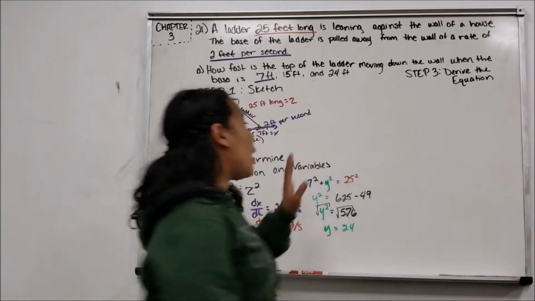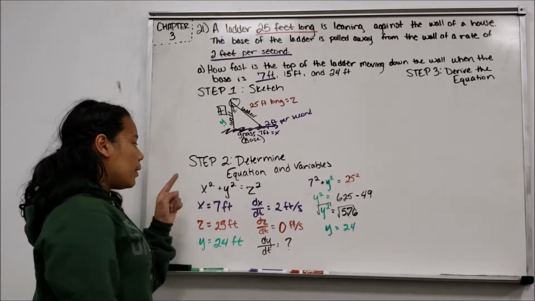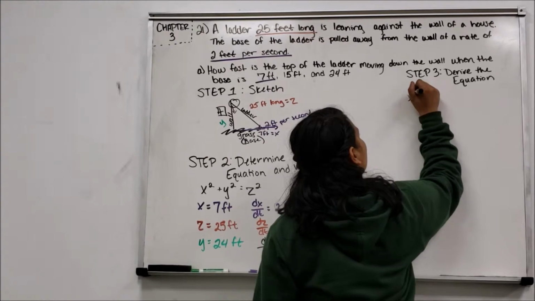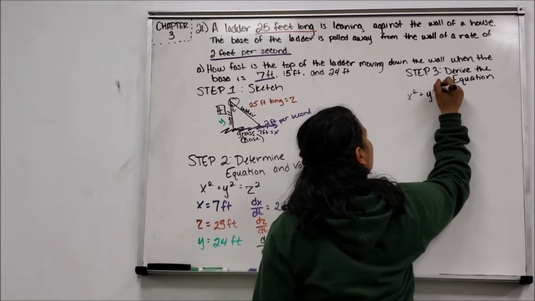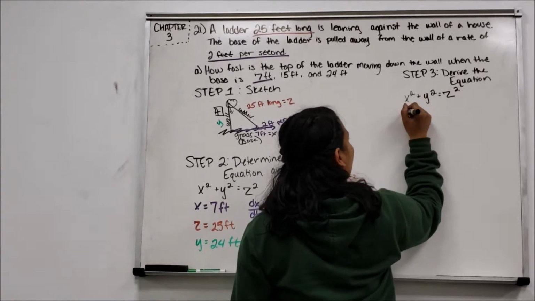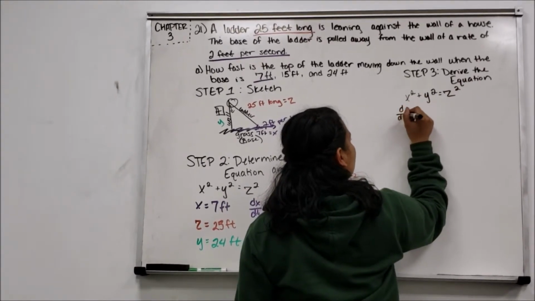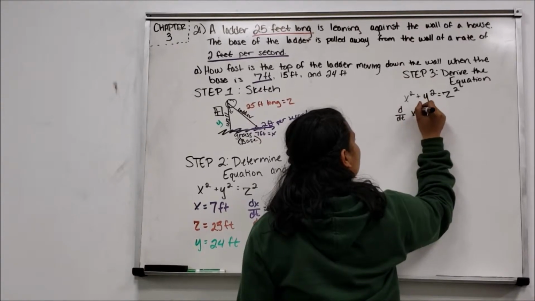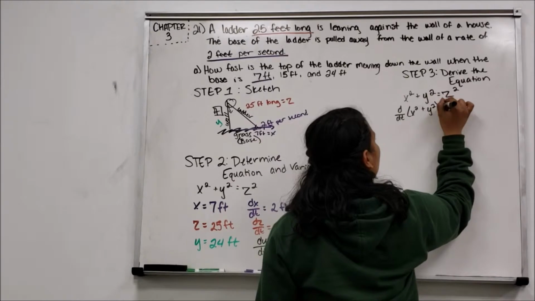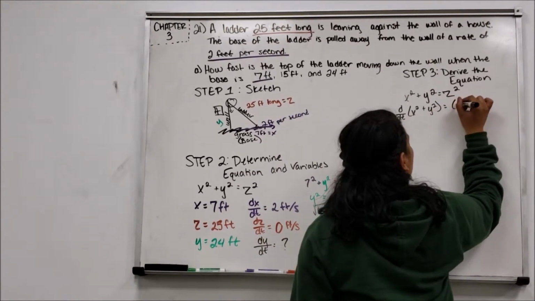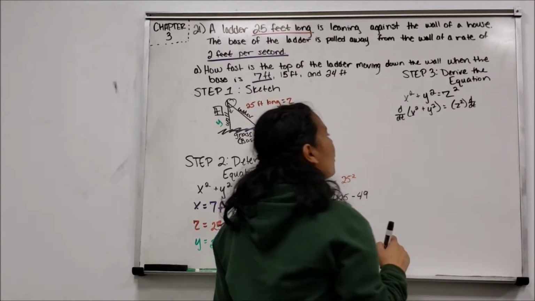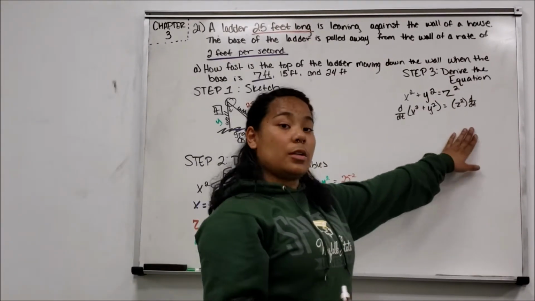So when we derive our equation, we're going to take this equation right here and find the derivative of it. So we're going to say x squared plus y squared equals z squared. We're going to take the derivative of both sides, so we're going to say d/dt of x squared plus y squared equals d/dt of z squared. And with this, we have to do chain rule for each one individually.